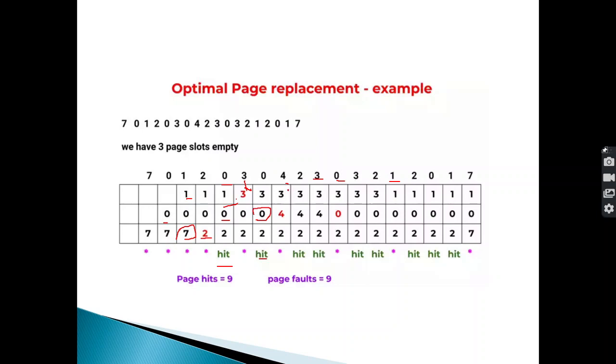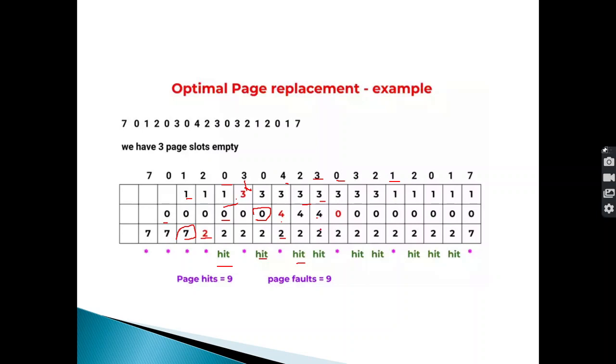So 3 followed by 4. I'm setting the 4. Then 2 is there. This is also a page fault only. Then I can write 3 4 2. Then which element do I have to insert? 3. So here I have to insert a 3, but already 3 is available. So we can write here, 3 is available. So we can write hit.